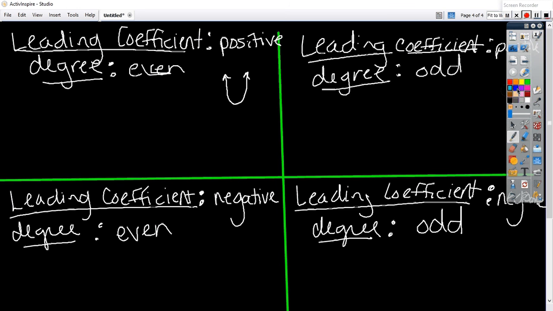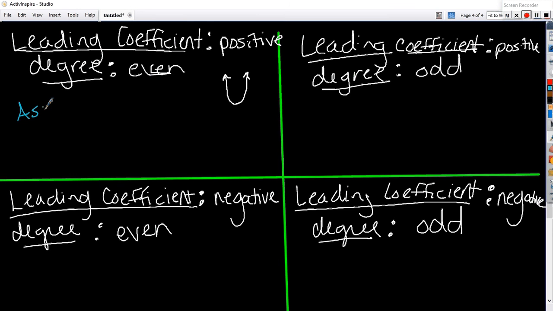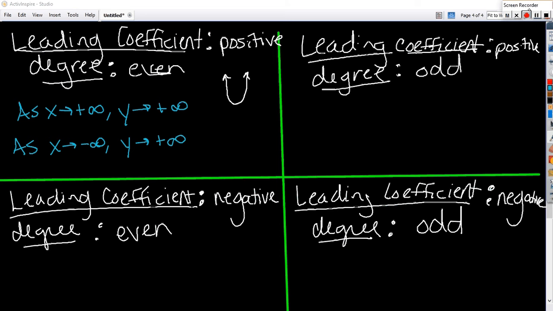So the end behavior for every one of these is going to be: as x approaches positive infinity, which means look to the right, on the right side the graph's going to go up. And on the left side, the graph is going to go up. Both ends go up, no matter if you're on the left or the right.